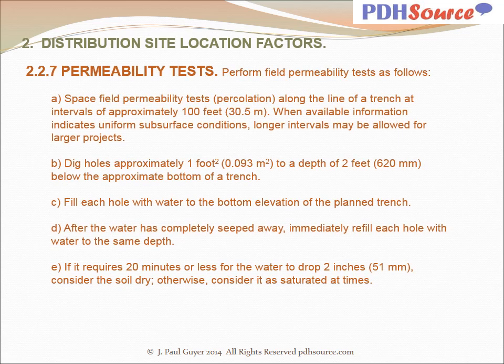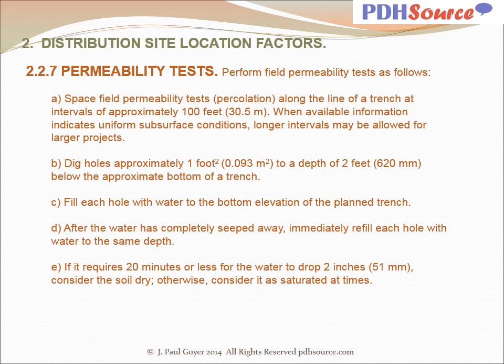Perform field permeability tests as follows. Space field permeability tests, percolation tests, along the line of a trench at intervals of approximately 100 feet. When available information indicates uniform subsurface conditions, longer intervals may be allowed for larger projects. Dig holes approximately 1 square foot to a depth of 2 feet below the approximate bottom of a trench. Fill each hole with water to the bottom elevation of the planned trench. After the water has completely seeped away, immediately refill each hole with water to the same depth.